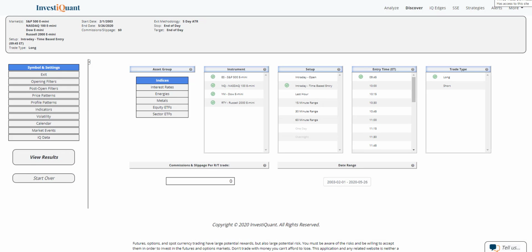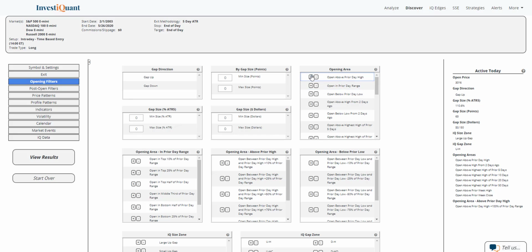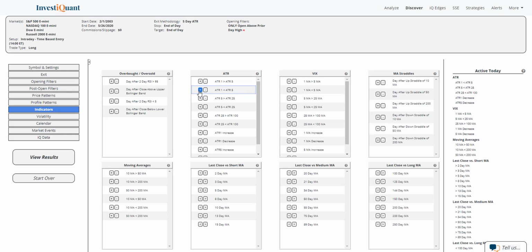So I'm going to test that in light of the same pattern that we were looking at this morning, where the one-day ATR is less than the 5-day ATR. I'm going to set this up in all four instruments. We are going to use a 2 p.m. Eastern trade time, so that will enter at 2 p.m. Eastern time and exit at 4:15 p.m. Eastern time. The opening filter we used this morning was opening above the prior day high, and the indicator that we used was the one-day ATR being less than the 5-day ATR.